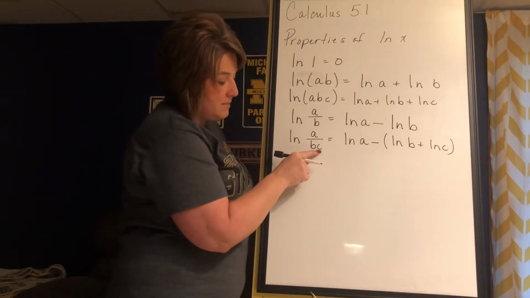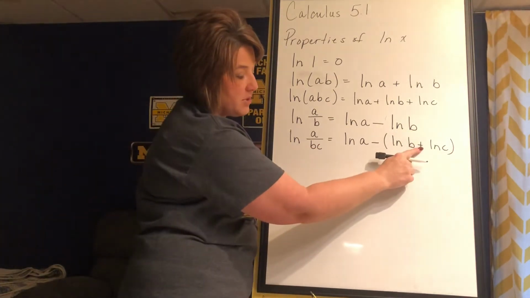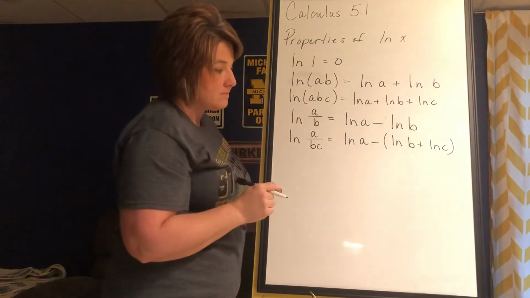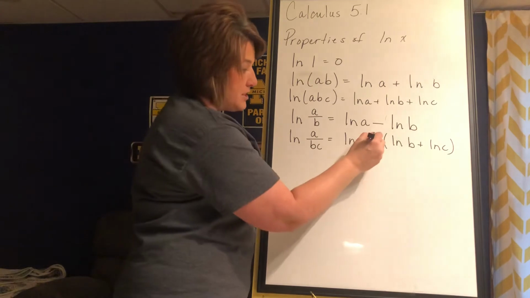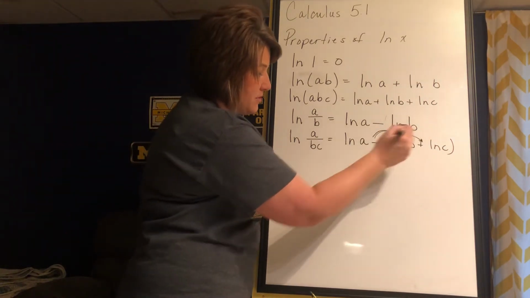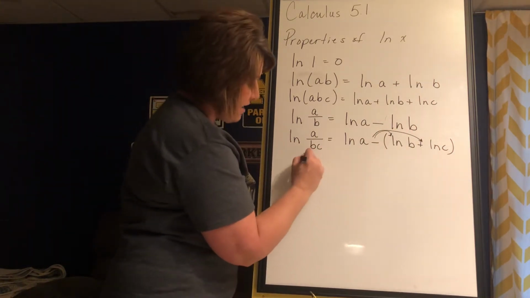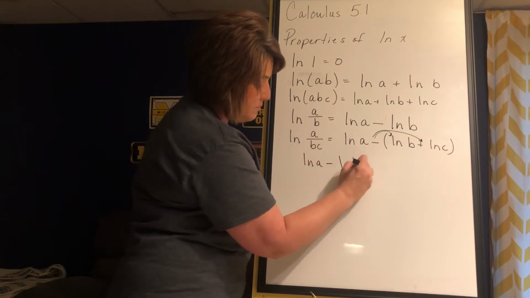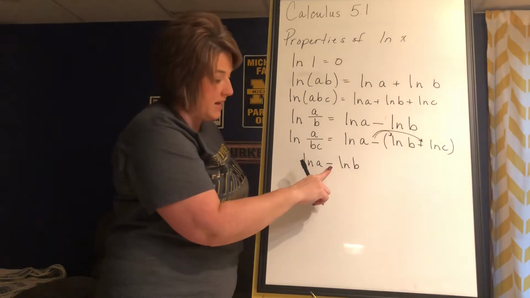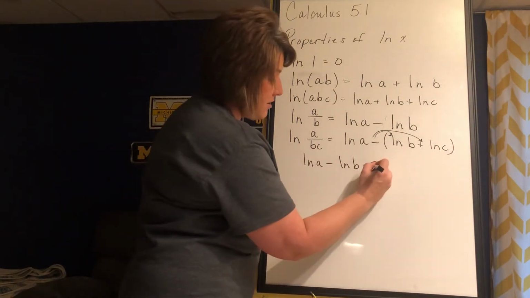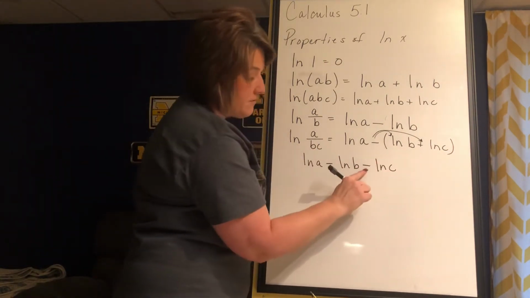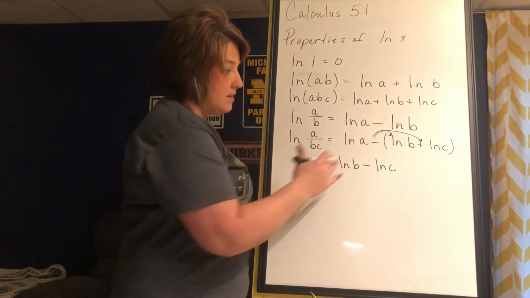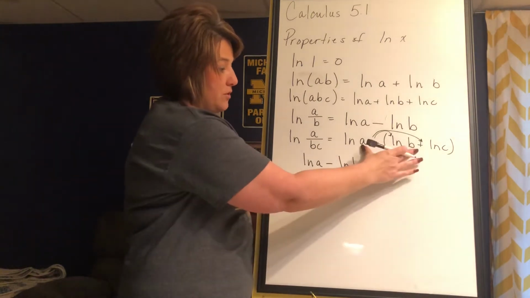Because here I'm multiplying these together, so I needed a plus sign because I'm adding using this property up here. Or you could go ahead and distribute this negative sign to both of them and say, well, I'm going to have the ln of a, b is in the denominator, so I'm going to put an ln of b following a minus sign. C is also in the denominator, so I'm going to put an ln of c following a minus sign.